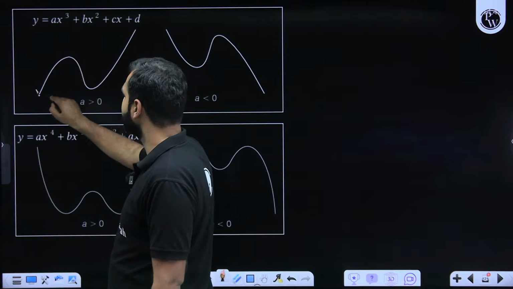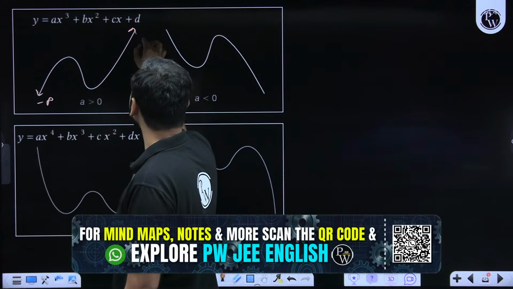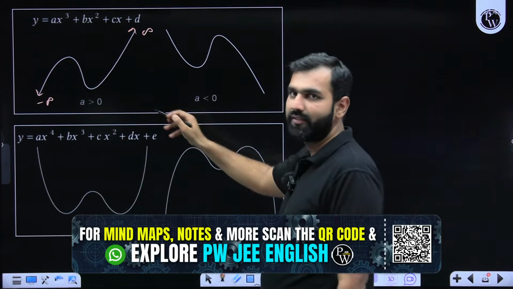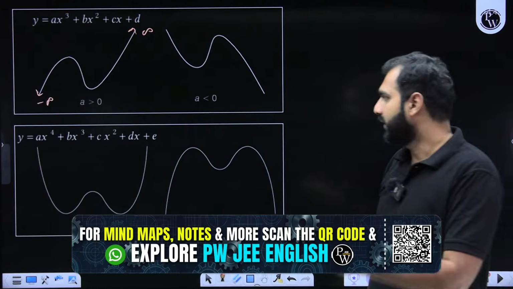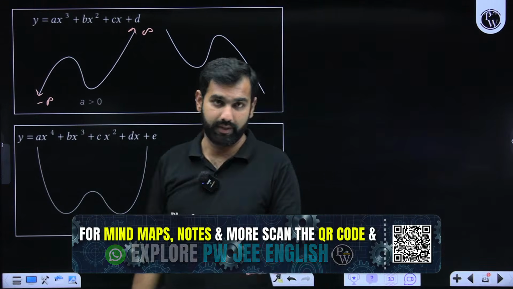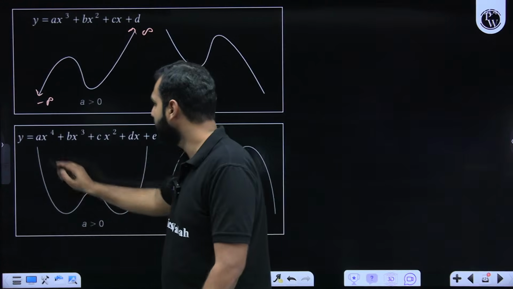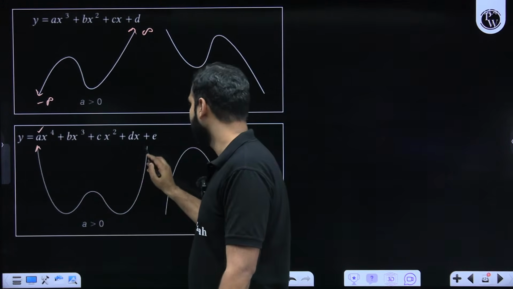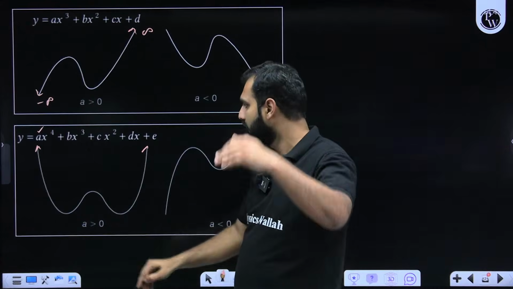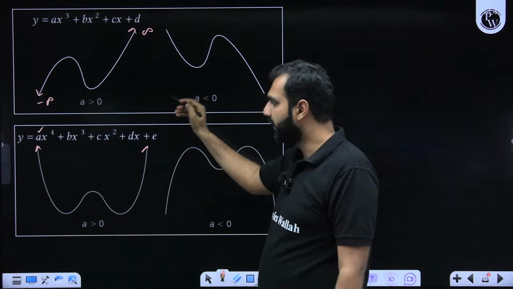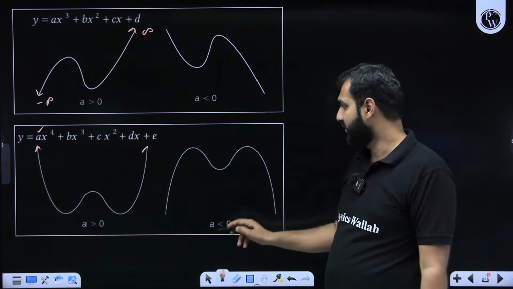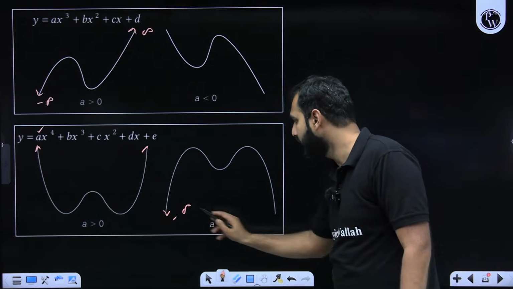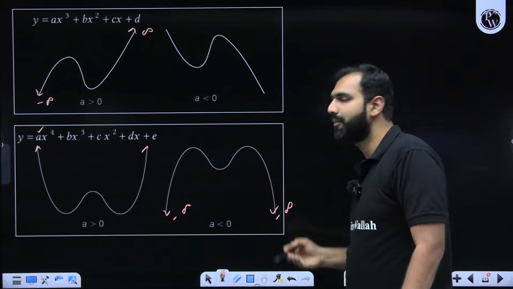The next learning is, whenever you see a cubic and the coefficient of x cube is positive, then it starts from minus infinity and it goes till infinity. But if it is negative, it comes from infinity and goes till minus infinity. The next part here is, if it is a biquadratic, in that case, if the coefficient is positive, it starts from infinity, comes back, goes up, comes down, goes up, and reaches till infinity. But if the coefficient of x to the power 4 is negative, then it starts from minus infinity and comes back and ends at minus infinity.